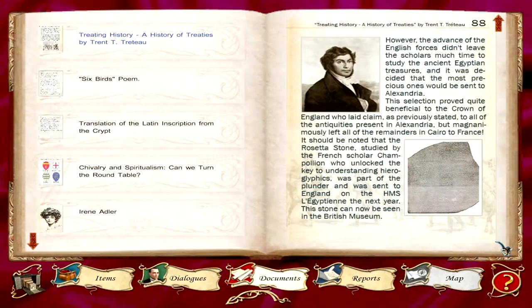This selection proved quite beneficial to the Crown of England, who had laid claim, as previously stated, to all of the antiquities present in Alexandria, but magnanimously, I still can't say that word, left all the remainders in Cairo to France. It should be noted that the Rosetta Stone, studied by the French scholar Champollion, who unlocked the key to understanding hieroglyphics, was part of the plunder and was sent to England on the HMS L'Egyptian the next year. The stone can now be seen in the British Museum.